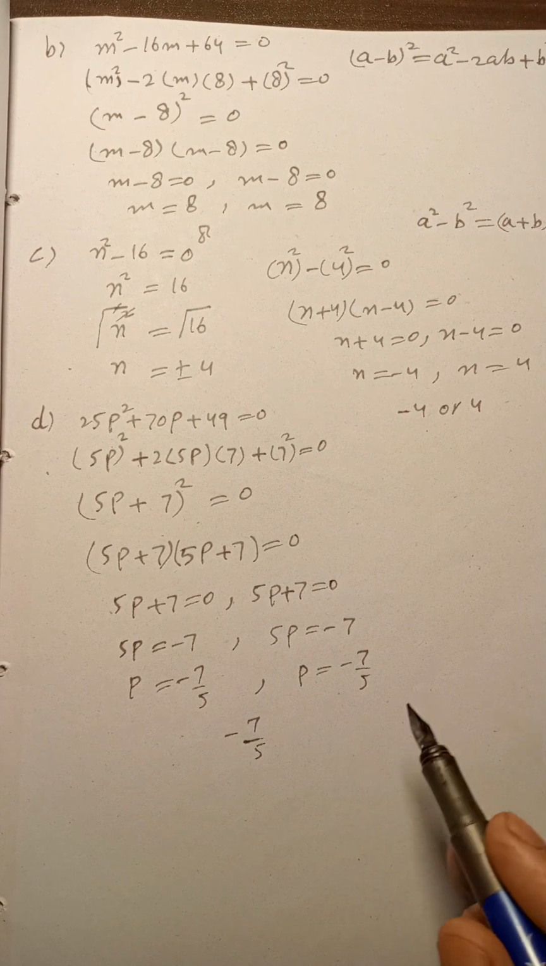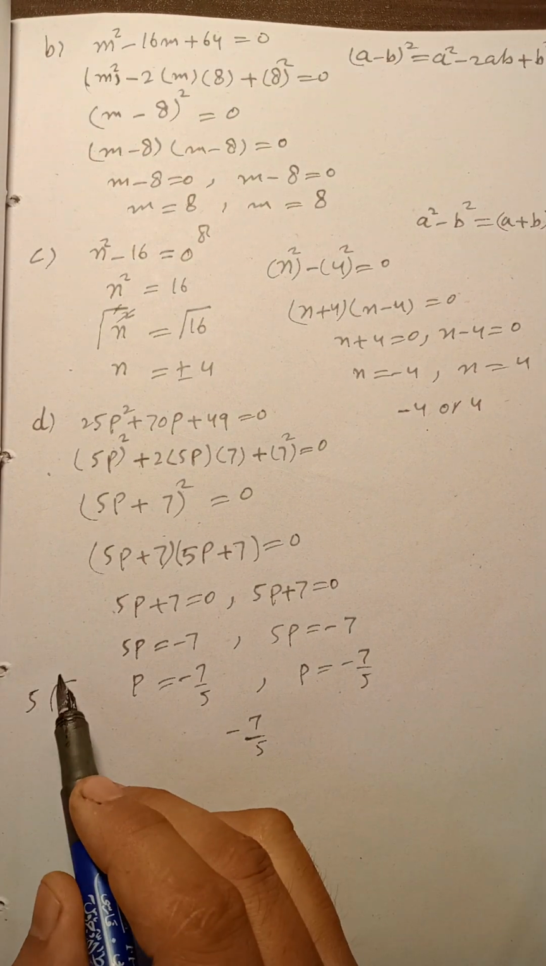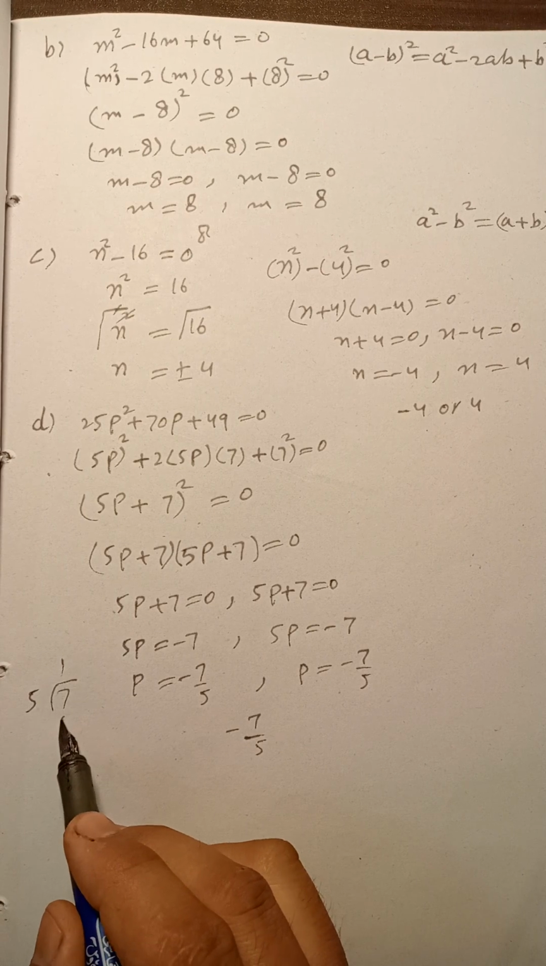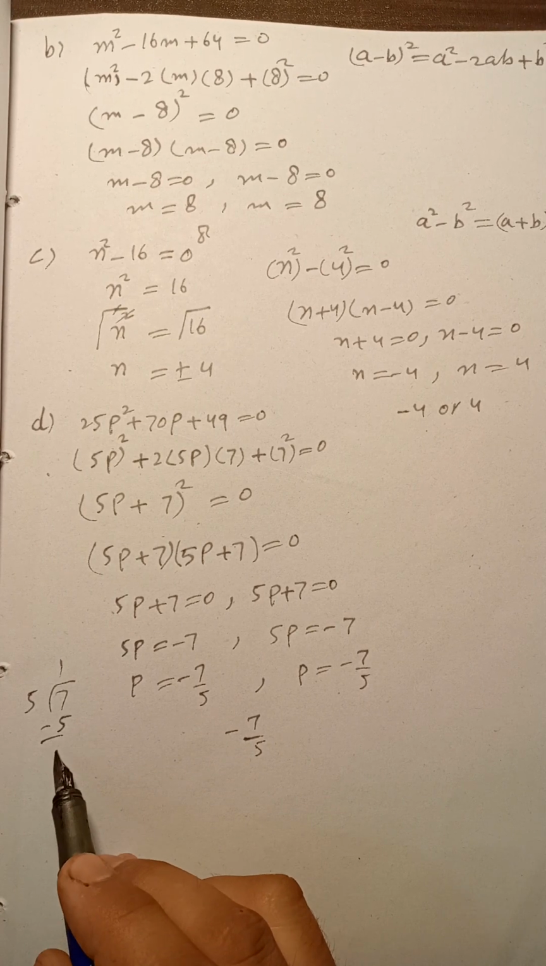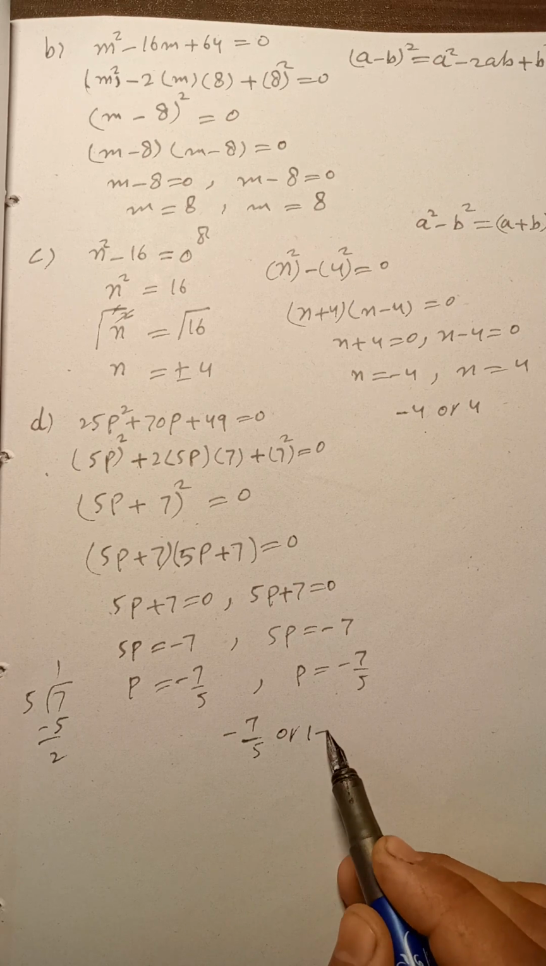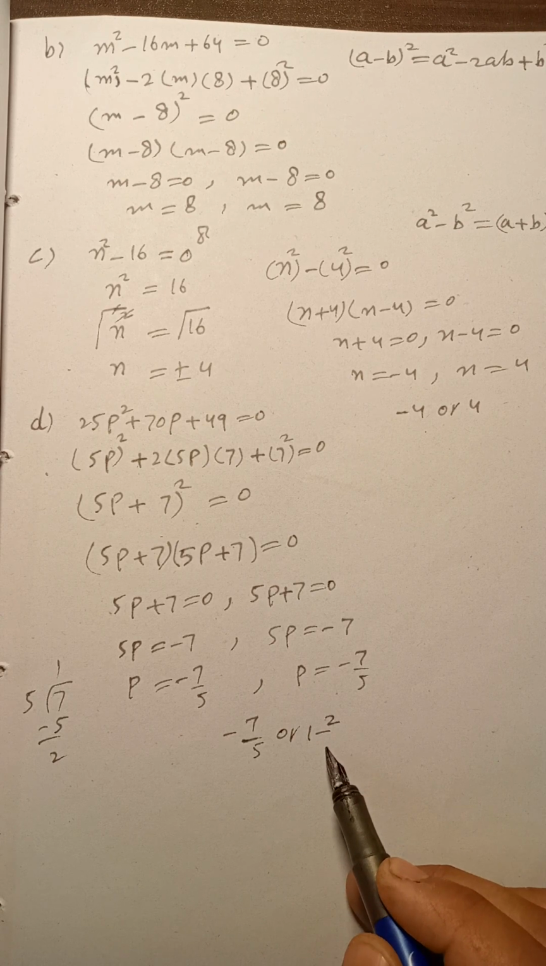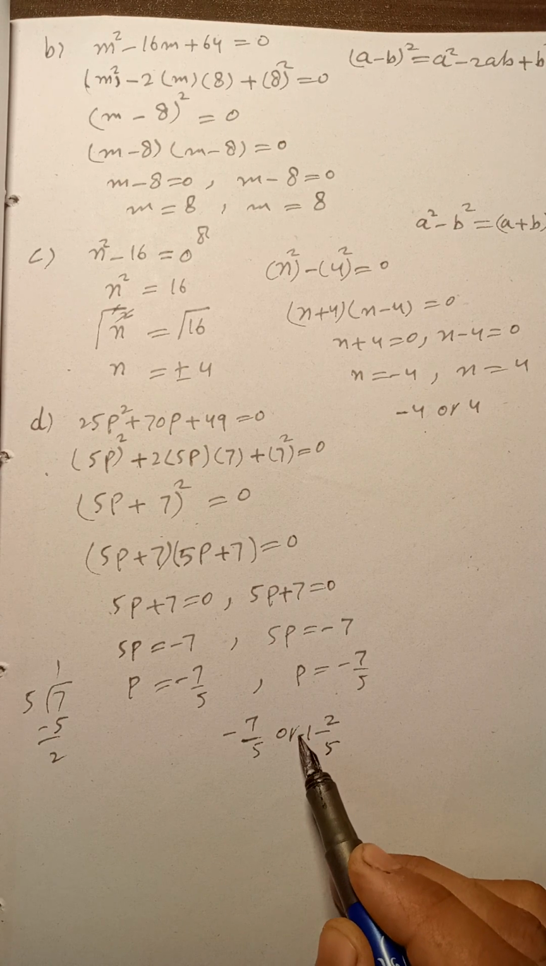Write it in the form of a whole number. 7 divided by 5, 5 1s are 5. Subtract, 2 is here. So this may be our answer, 1 whole 2 over 5, minus.